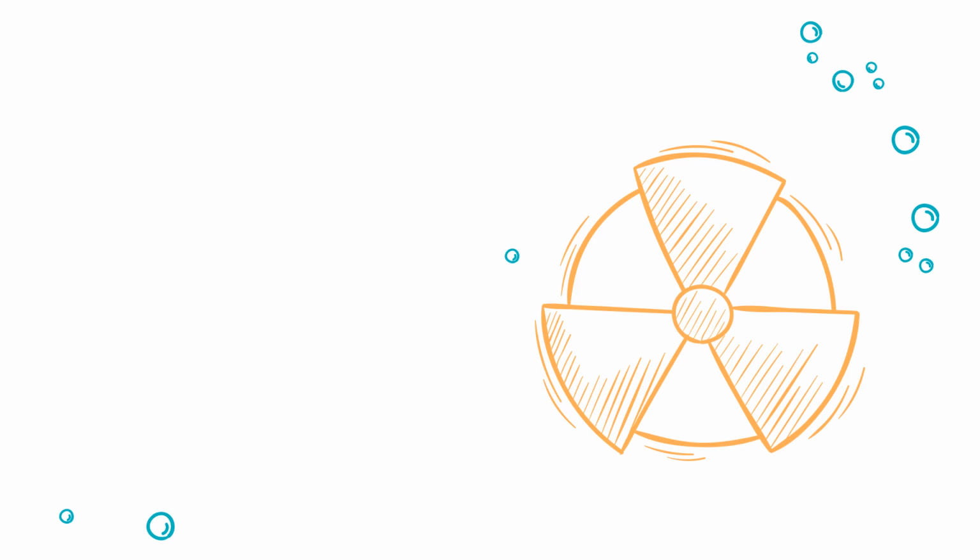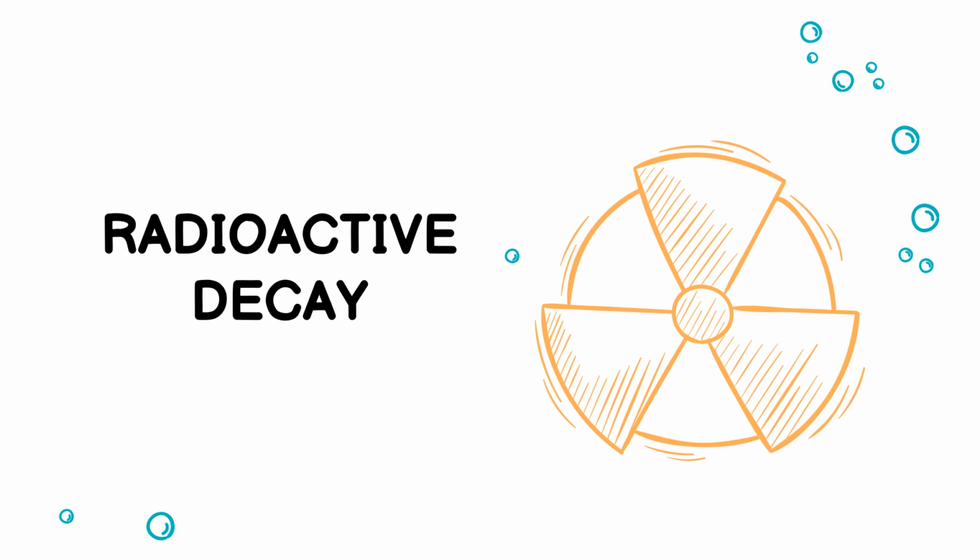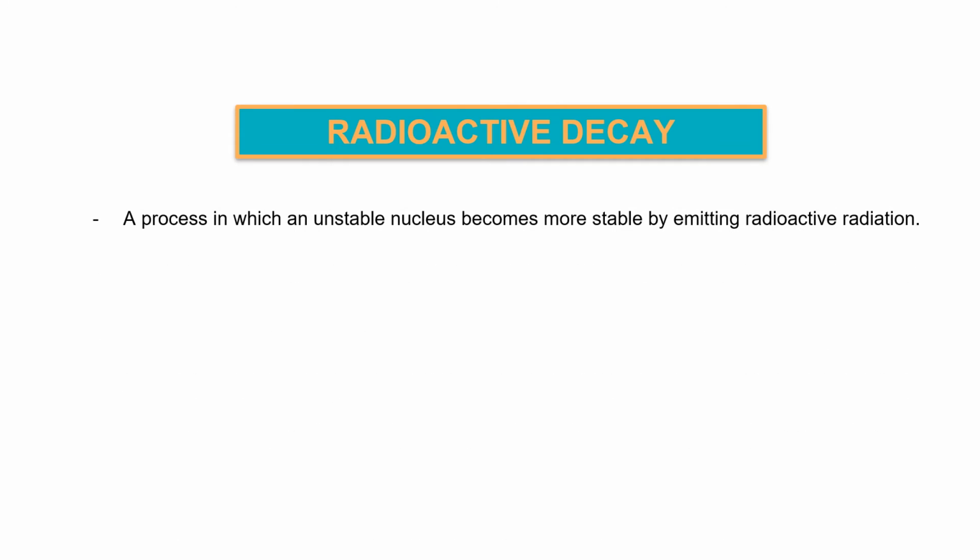Previously, we looked at radioactive radiation. So now, let's look at what is meant by radioactive decay. Radioactive decay is a process in which an unstable nucleus becomes more stable by emitting radioactive radiations. This process is random and spontaneous. What does spontaneous mean? It means that they are not affected or influenced by temperature, pressure, or any physical factors.